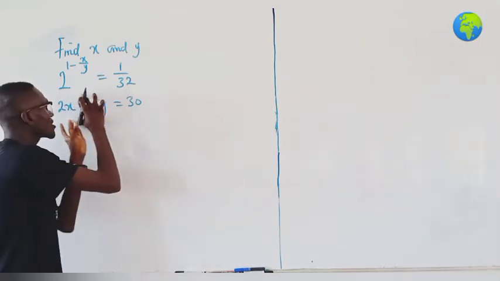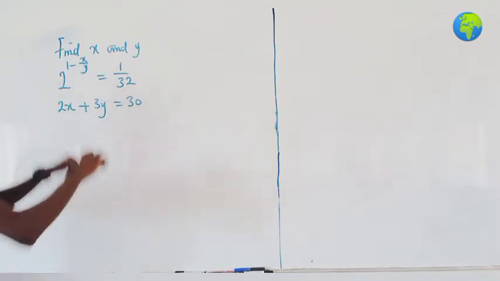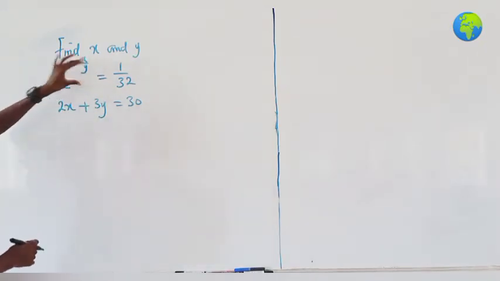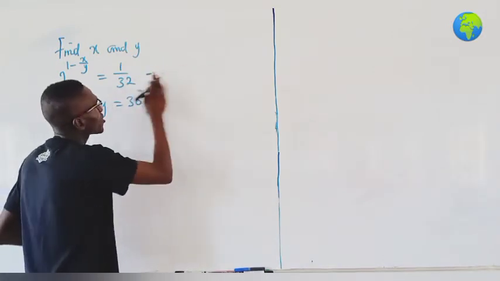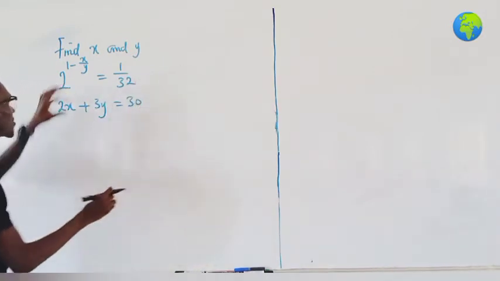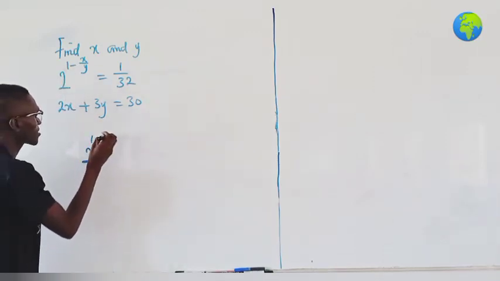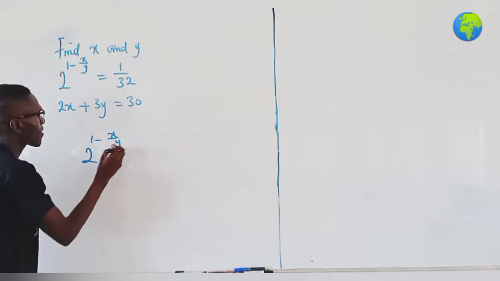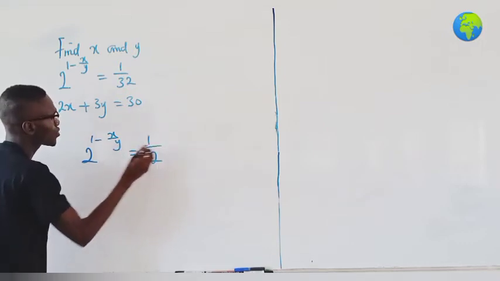As you can see, the second equation is okay, right? But the first one, we have to relate it to indices. Let's rewrite this first equation. Let's not call it equation 1 or anything yet. Let's just rewrite it first. This can be written as 2 raised to power (1 minus x) over y is equal to 1 over 2 raised to power what?